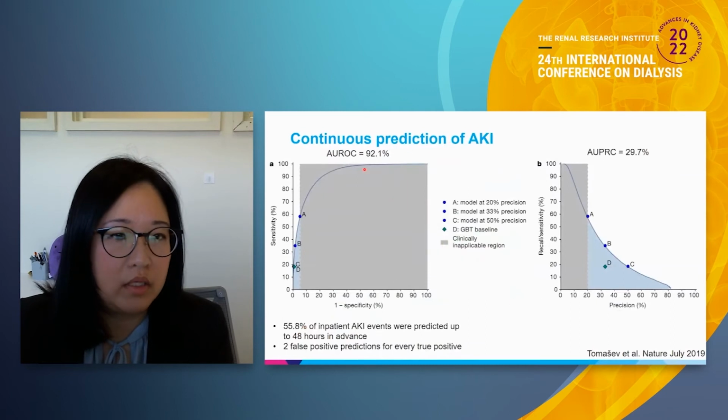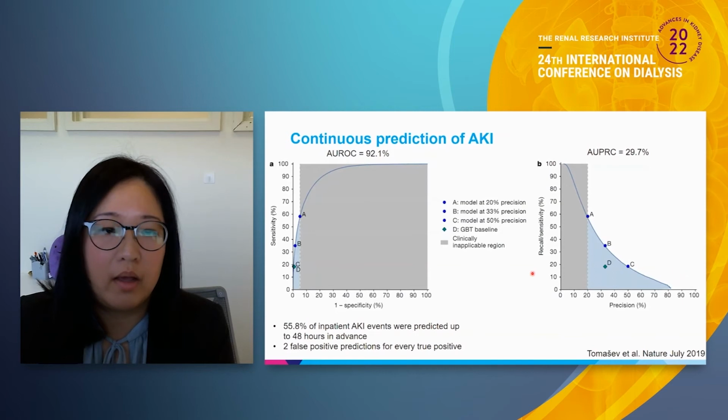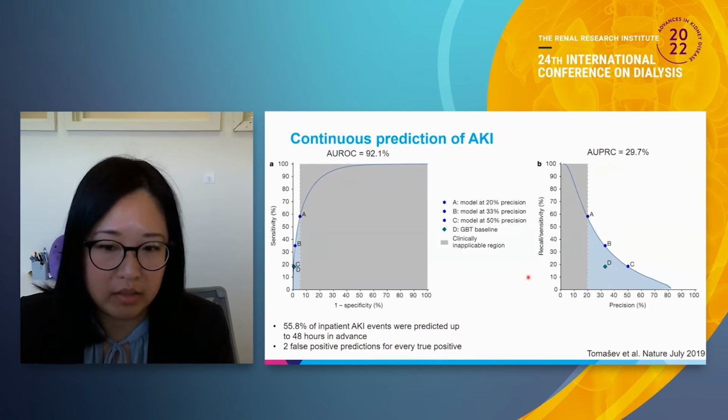Here are the ROC, AUROC, and the AUPRC curves for the patients. And you can see again, your AUROC is greater than 50%, which indicates that this is performing much better than chance. And your AUPRC was 29.7%. And the proportion of patients who had AKI was 14% in the study. So again, this suggests that the model is performing better than chance.